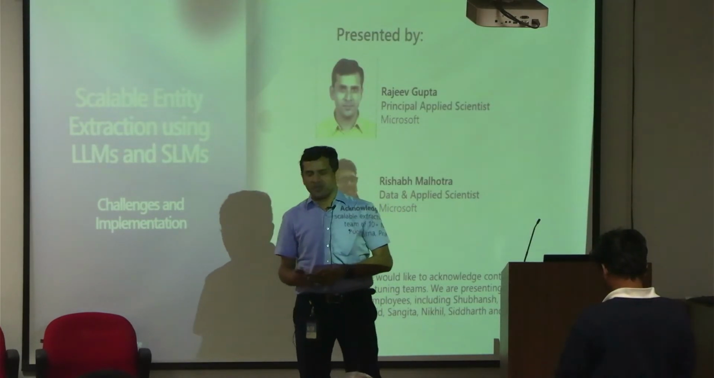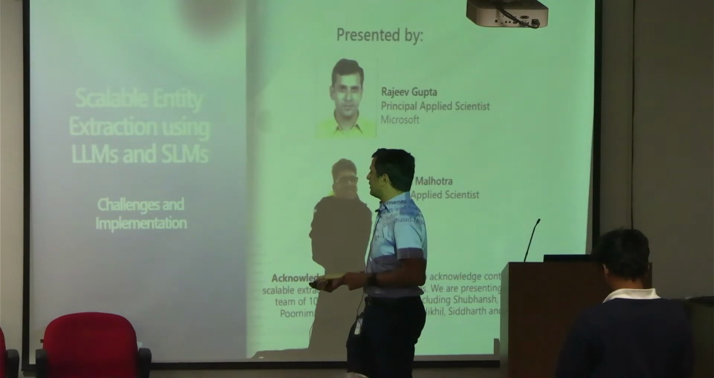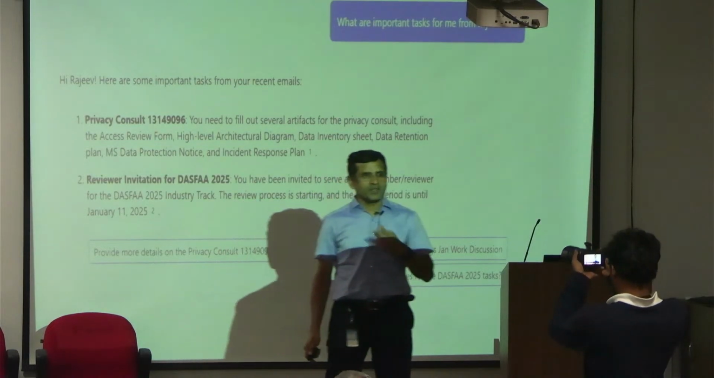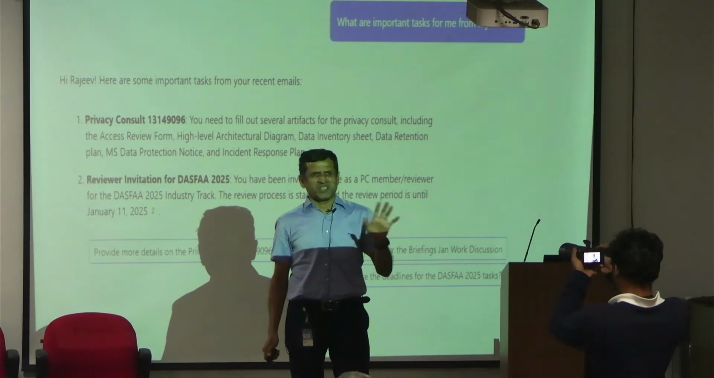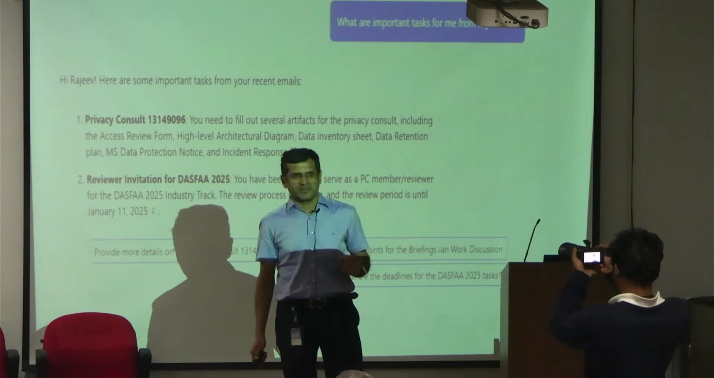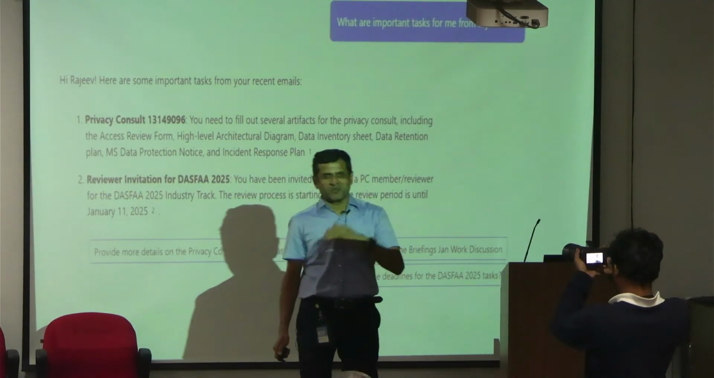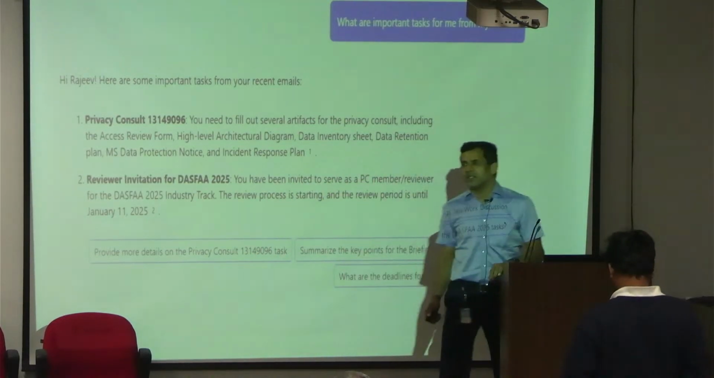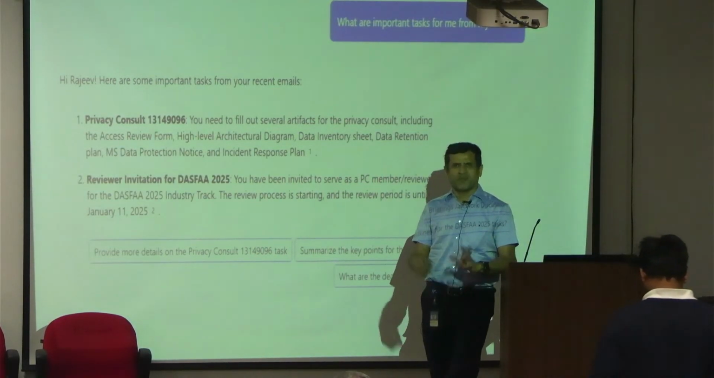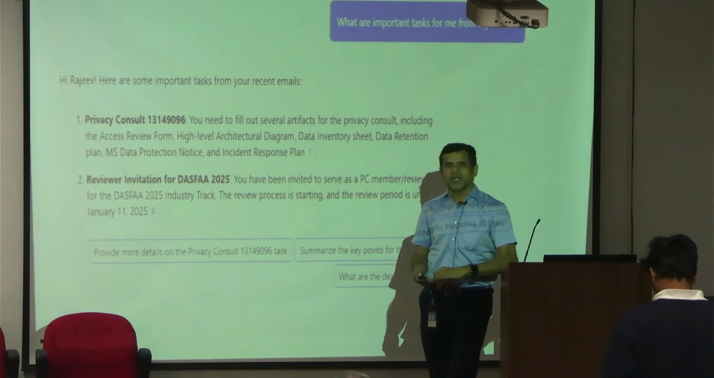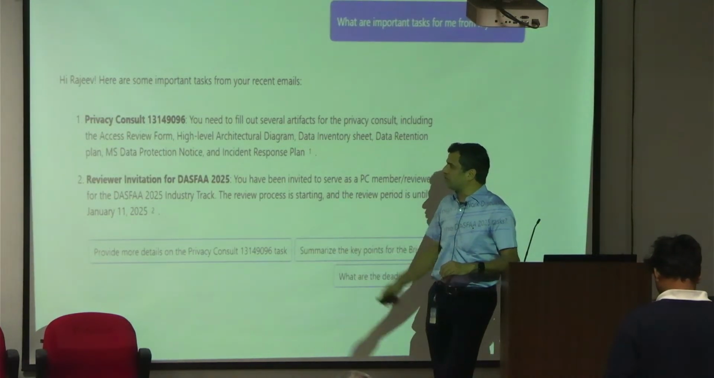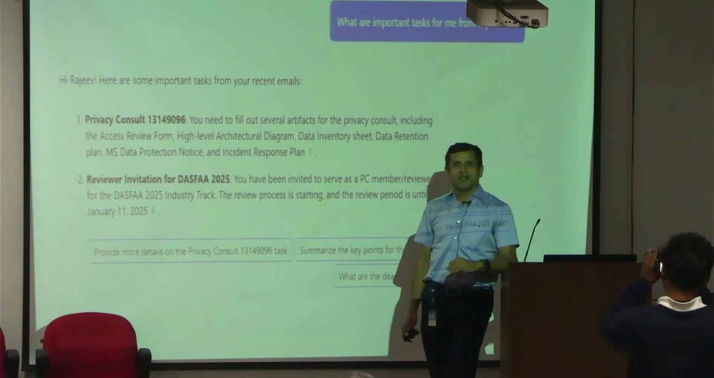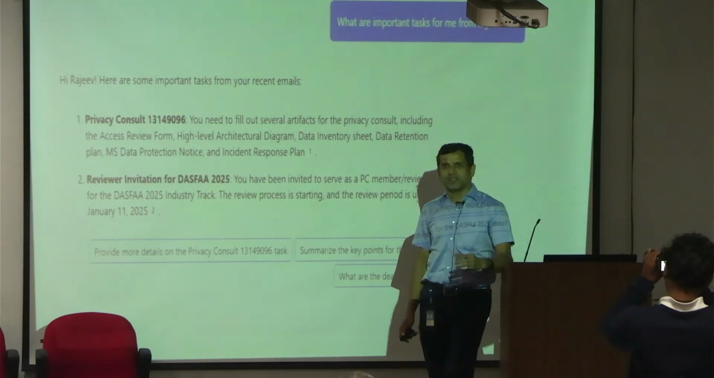So let me start with one scenario here. And if you have any question, just raise your hand and let's clear the doubt in between. Let's not wait until the end. Like I said, this is a Microsoft product. You may know Teams, and in Teams you can put this query: What are important tasks for me from my email? In Teams there is a Copilot.